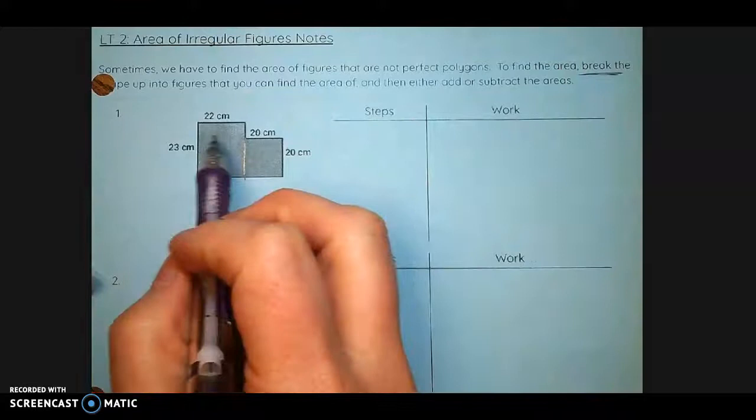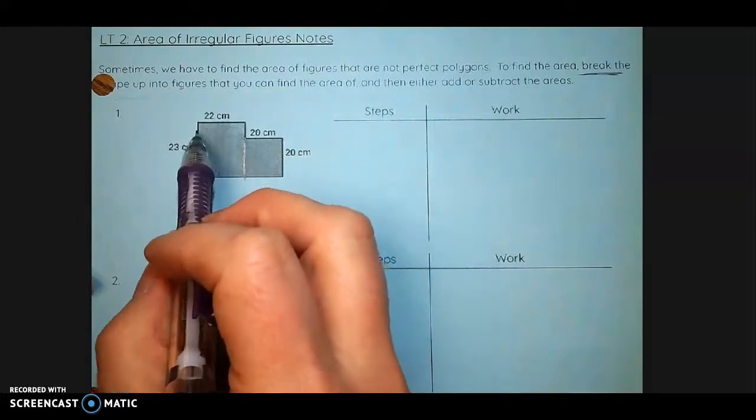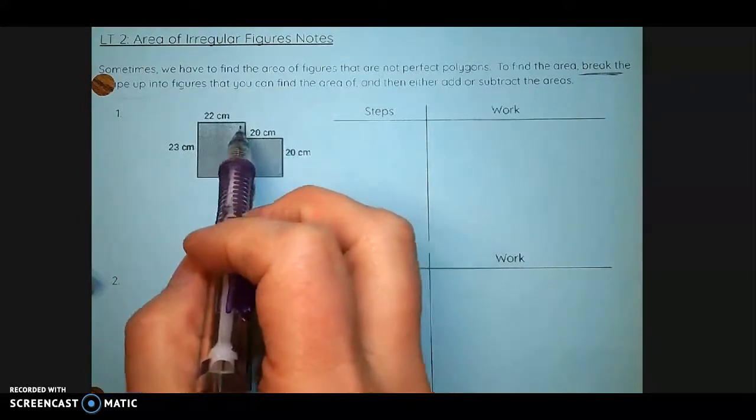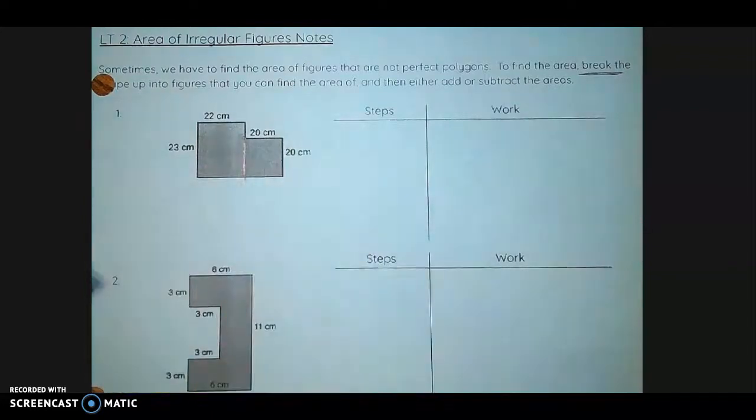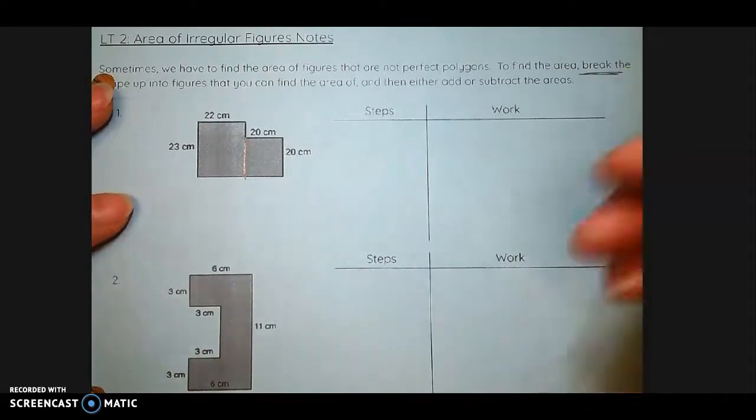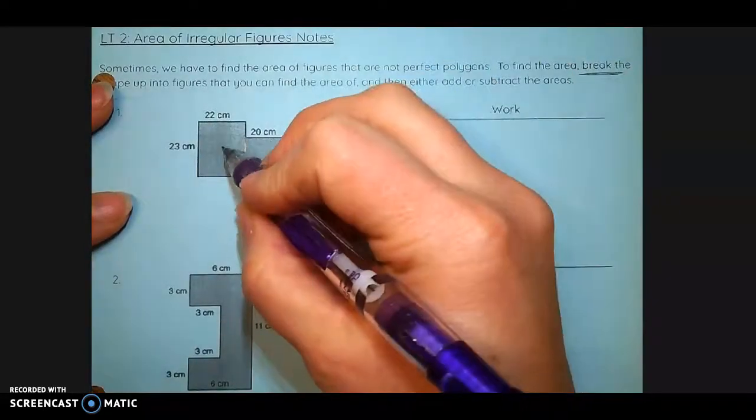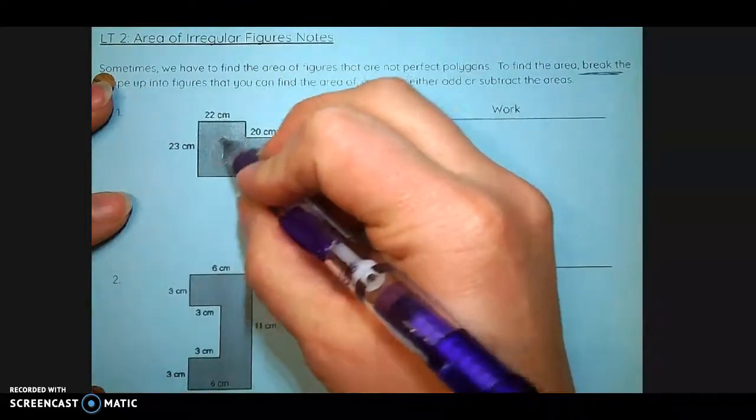If I cut it into the smaller one, I would have to think of that as 22 and then think 23 minus 20, so that little side is 3. So there might be some extra steps that I would need to do there to find the measurements that I would need. So my first step, I'm going to do rectangle 1 here.